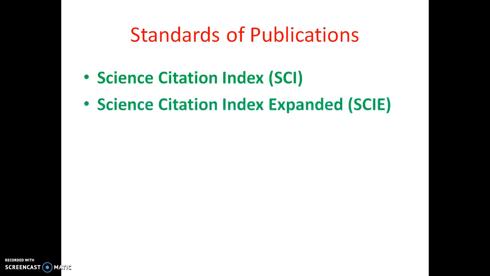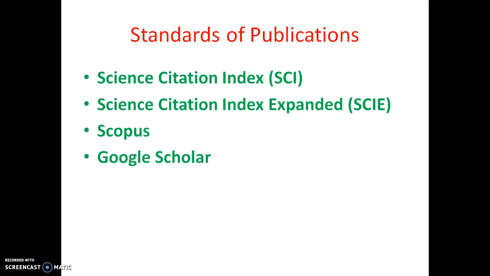And the next one is Science Citation Index Expanded. So this is the second category of standards of publications. And the third type is Scopus type of journals. And the fourth one is Google Scholar. All these things are journals only. So these are the different standards. If you publish in a normal journal, it will definitely catch the eye of Google Scholar. That means if a journal is under Google Scholar, it is almost a normal journal only. Very small journals will also have a place in Google Scholar.